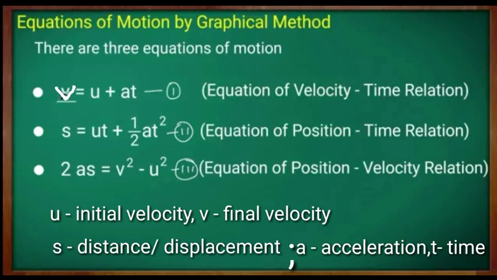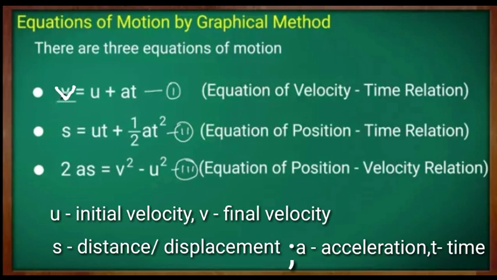And in the second equation, we have position and time relation. Here there is no v term. That is why we call it position time relation. And in the third equation, there is no time, no t term. That is why we call this position velocity relation. Now we will derive these equations of motion by graphical method.